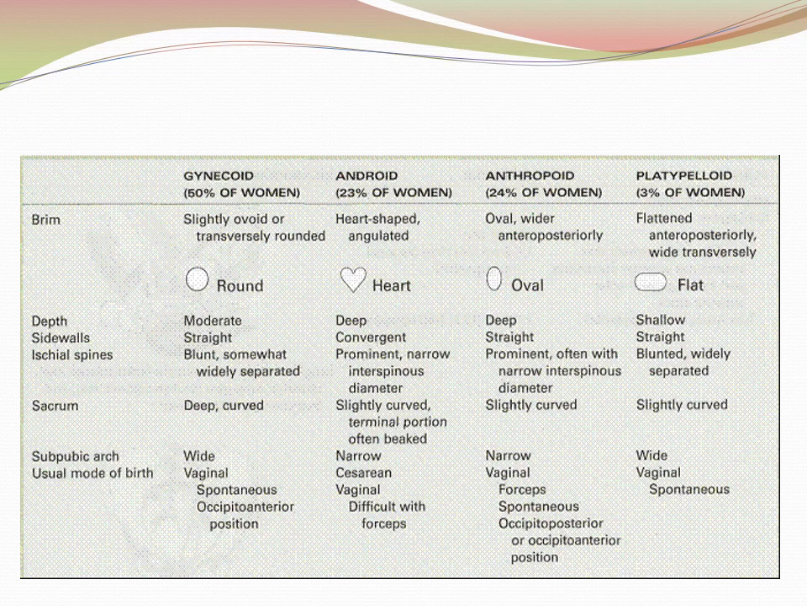The android pelvis or male type pelvis is heart shaped, and with this we cannot deliver the baby vaginally. Anthropoid pelvis is an oval shaped pelvis, and it causes the persistent occipito-posterior position or persistent occipito-anterior position and can lead to obstructed labor. And the platypelloid pelvis is flat type. Usually the baby can deliver vaginally, but it can lead to obstructed labor as well.